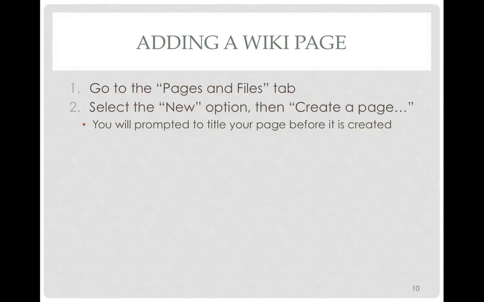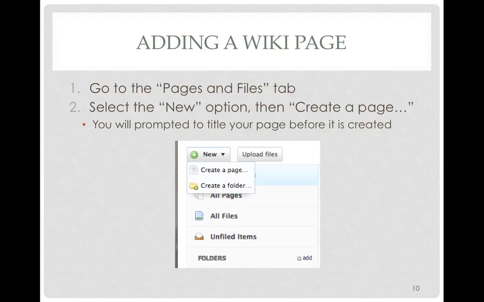Many people would also like to know how to add a Wiki page. You start by going to the Pages and Files tab. Select the New option and create a page. It will look something like this. You will be prompted to title your page before it is created.